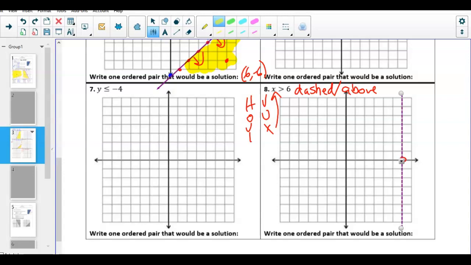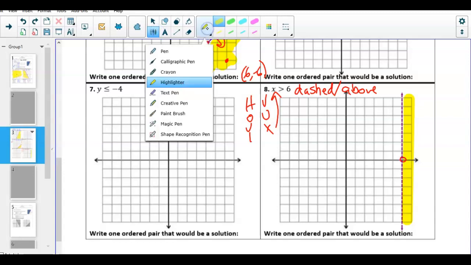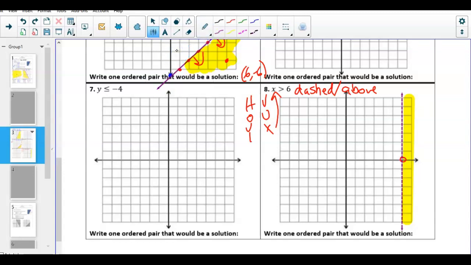If I shaded it to the right, would that be greater than 6? Yes, because if I shaded it to the left, that would be less than 6. So greater than 6 would be here and on. So if I were to pick a point that would be in the solution, I can't choose anything not in the shaded. I can't also choose anything where x is 6. So any x value where x is 7 would work.